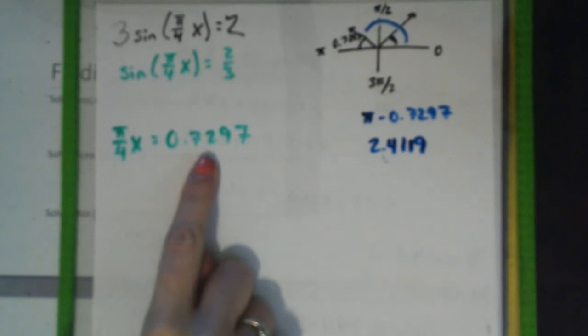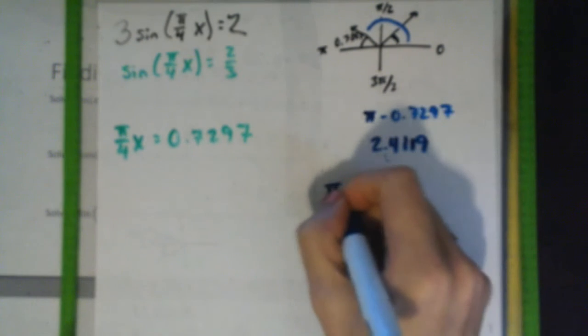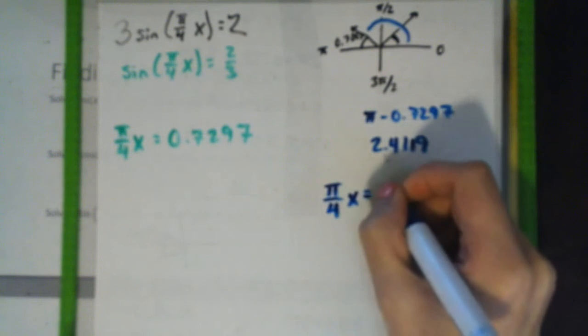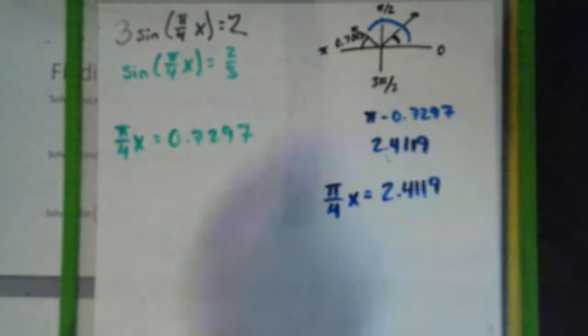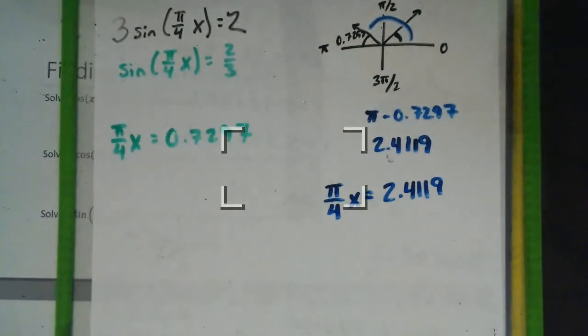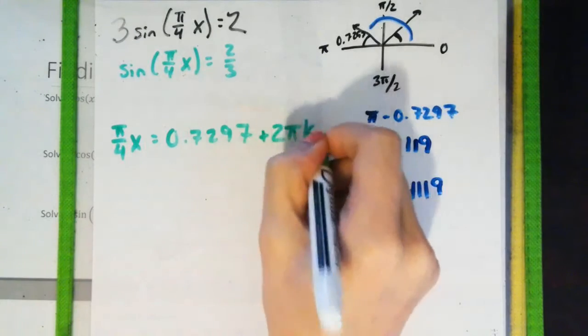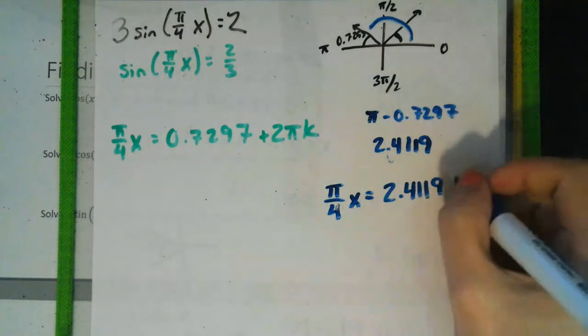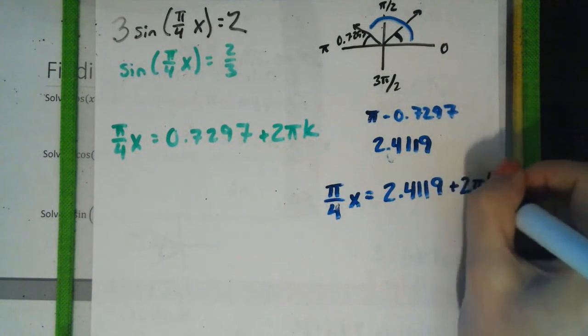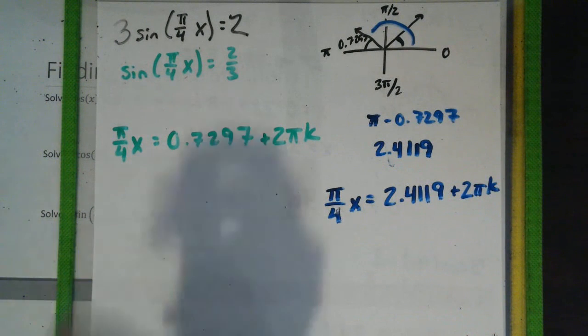So we had our first solution, pi over 4x is equal to 0.7297. And then we get our second quadrant answer, still pi over 4x is equal to 2.4119. Those are our two solutions between 0 and 2 pi. But we need all of the solutions because we're trying to find the 3 smallest ones. So I need to add 2 pi k. I haven't solved for x yet, so we have to be careful. I'm going to divide both sides by pi over 4.